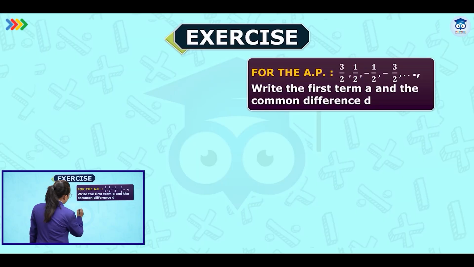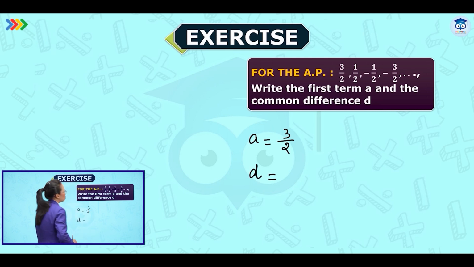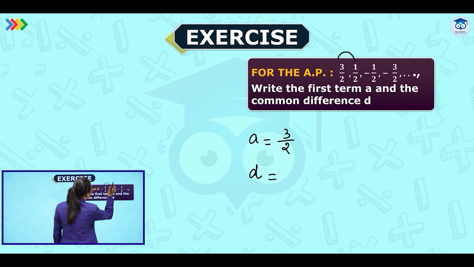So the first term is the first value, 3 upon 2, and for finding the common difference you can take any two consecutive terms. The first term and the second term, or any other pair. The term which comes first should be subtracted from the term which comes later. So you can pick this pair or that pair, but you will get the same answer.